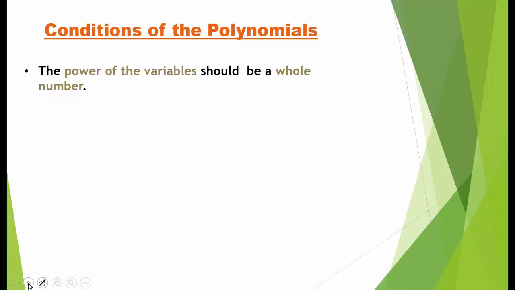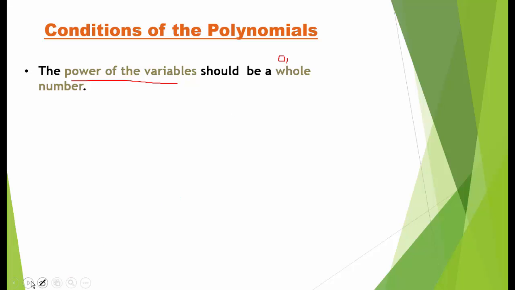Now conditions for the polynomial. What are the conditions for polynomials? Our first condition is the power of the variable should be a whole number. Whole numbers are 0, 1, 2, 3, 4, 5, 6 and so on. It can't be negative integers like -2, -3. It can't be a fraction value, that is 2/3, 4/3. It must be a whole number. So my first condition for polynomials is that the variable's power should be a whole number.